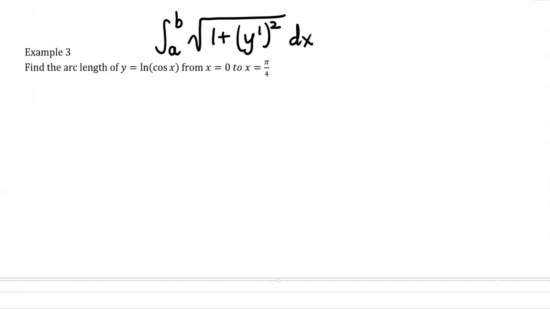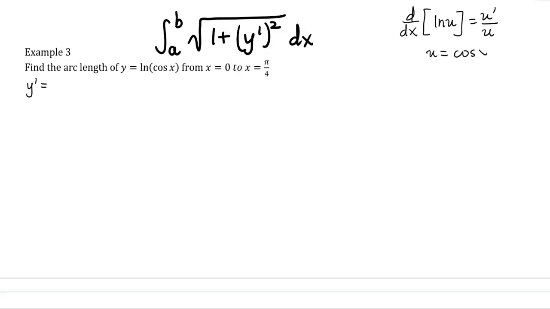So let's start off by taking the derivative. So I need to know what y prime is. We have natural log of cosine x. Quick reminder, there is a rule that tells us the derivative of natural log u is u prime over u. In our case, u is cosine x. The derivative of cosine is negative sine x. So u prime over u is negative sine x over cosine x, which is a negative tangent x. It's a quotient identity from 172. So we have y prime.